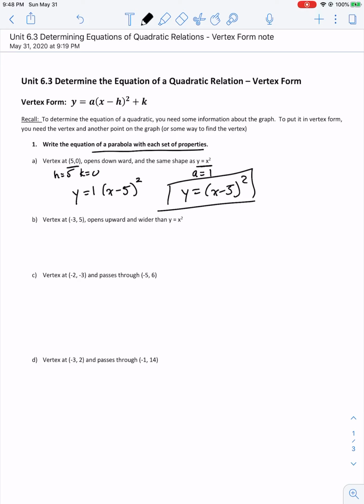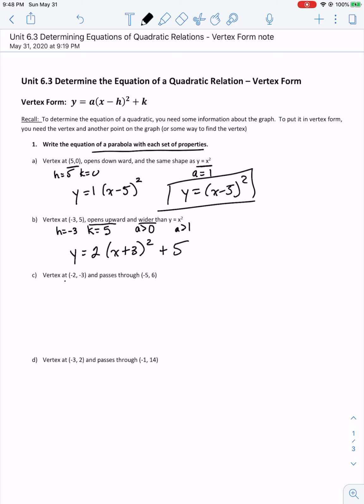The vertex is at -3, 5, so h equals -3, k equals 5, and it opens upward, which means a has to be greater than 0, and it has to be wider than y equals x squared, so a has to be greater than 1. So you can pick any number you want as long as it's greater than 1. An example could be a is equal to 2. That will work. So y equals 2(x plus 3) squared plus 5.